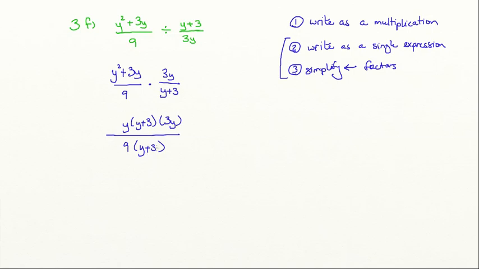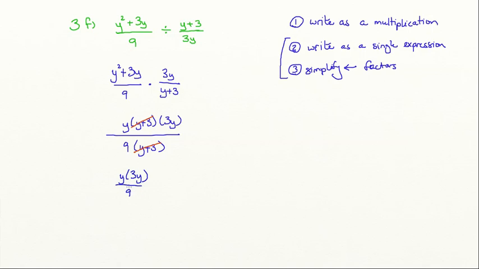Is there anything the same? In the numerator, I have a y, none in the denominator. y plus 3 over y plus 3. 3y is not in the denominator, so that's all I can do. So I have y times 3y over 9. I can reduce this a little bit more.